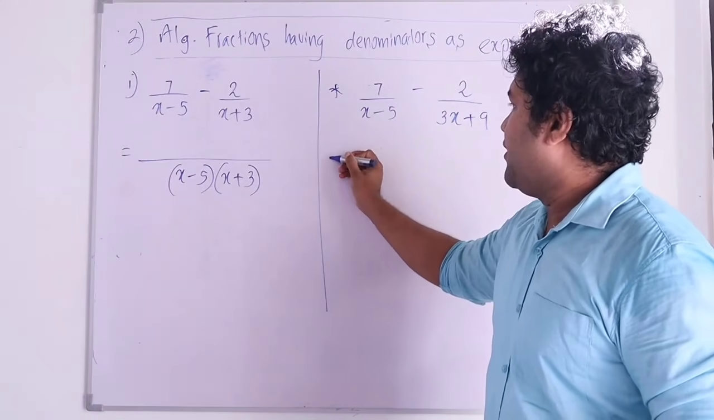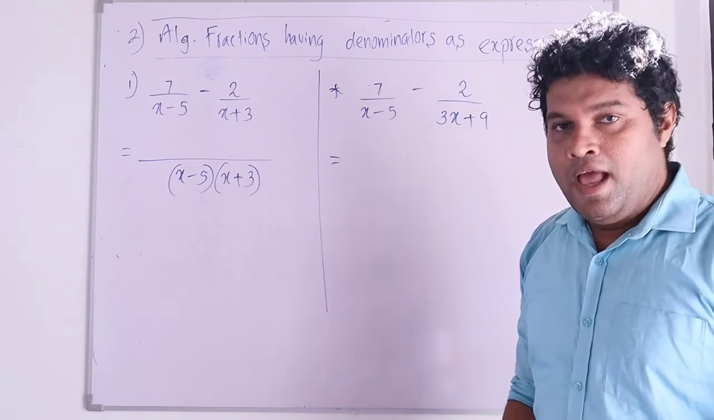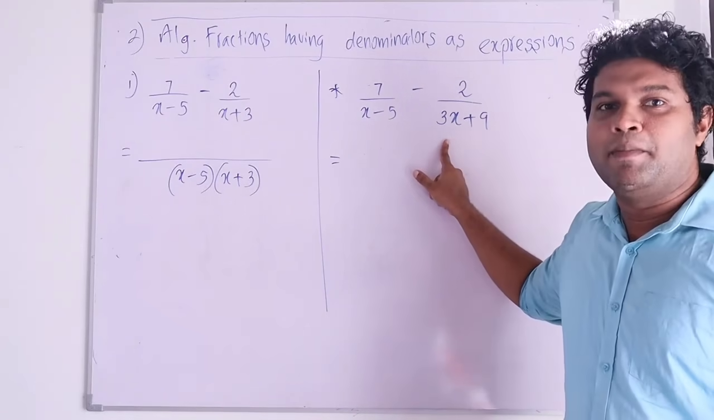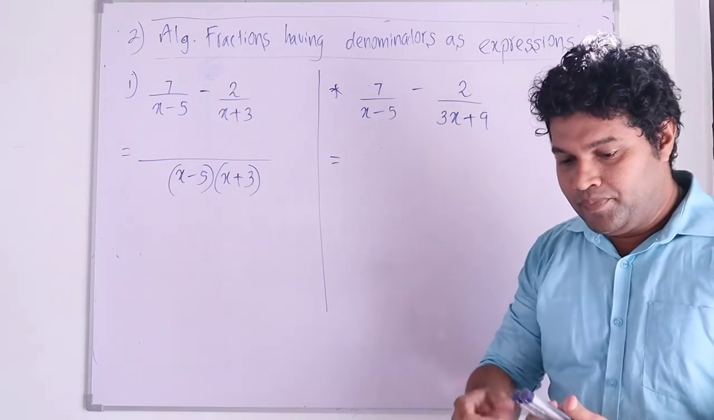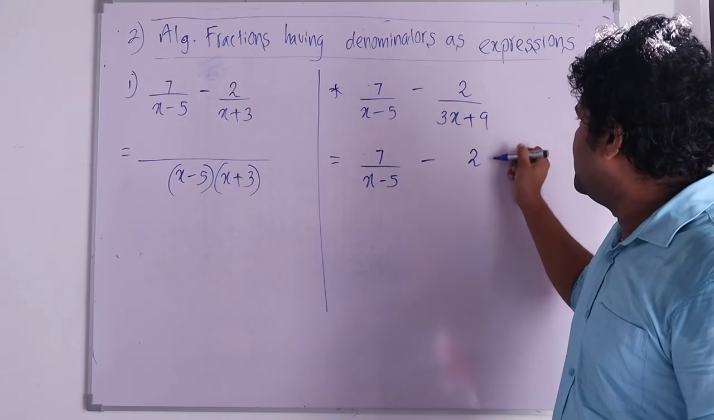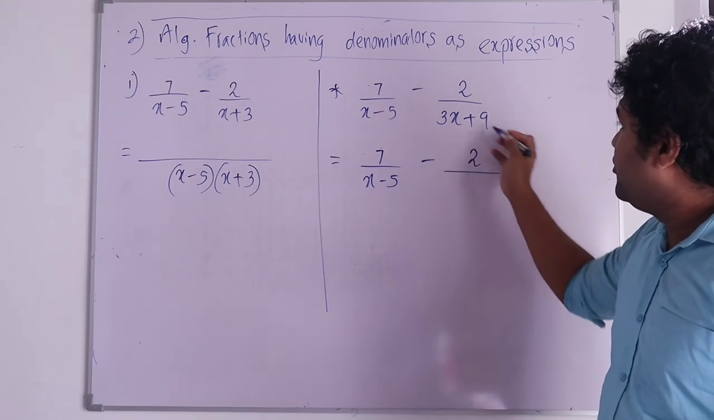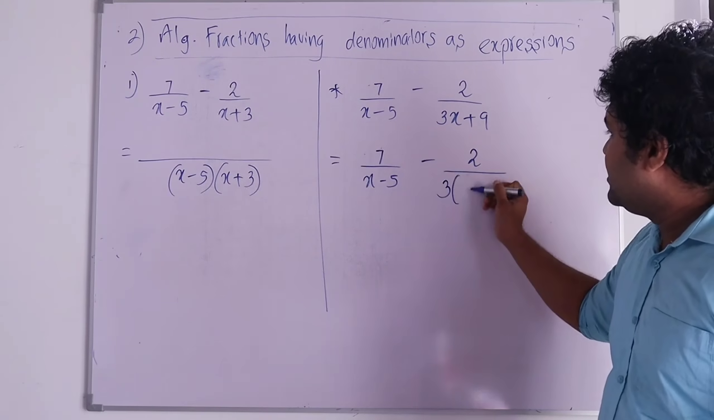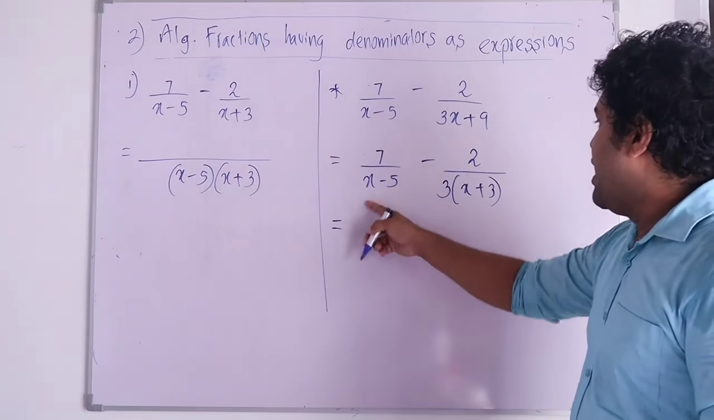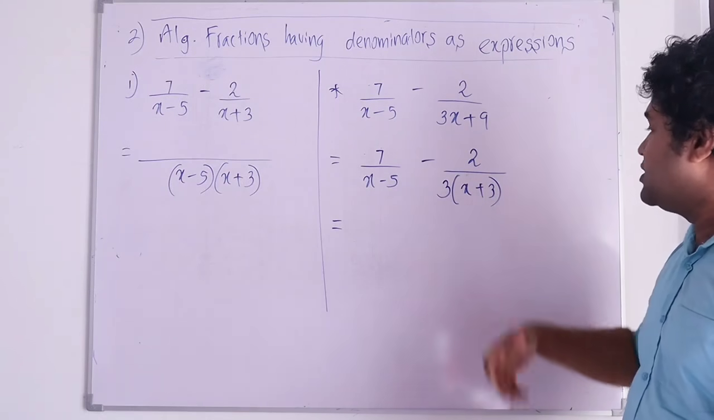Before we complete this one, I am going to discuss this. We are unable to start yet. The reason is this trouble. What's the trouble? You have 3x plus 9. Therefore, 7 over x minus 5, minus 2 over this one, which is a factorable expression. Then 3 is the factor, times x plus 3. Now it is totally factorized. Now we have non-factorable denominators, because x minus 5 is non-factorable, 3 is non-factorable, x plus 3 is non-factorable.